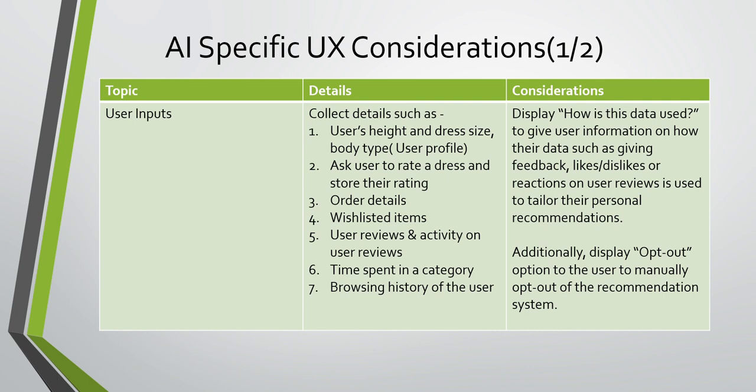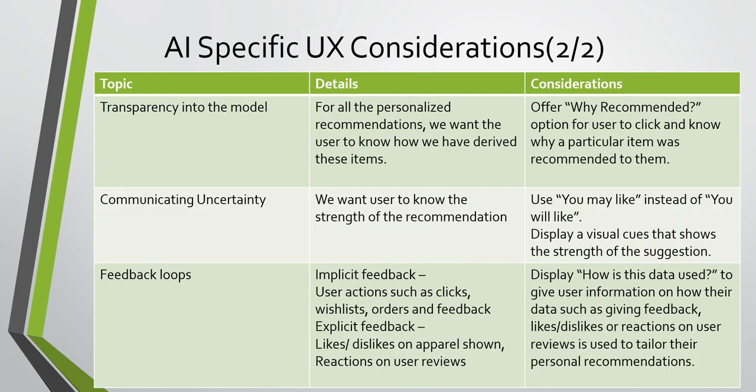Additionally, at the points of data collection, there will always be an opt-out option for the user to manually opt out of the recommendation system. While doing so, we will explain that they are free to opt out, but they will not be able to receive personalized recommendations. Coming to transparency, for all the personalized recommendations, there will be an option which says Why Recommended, and when the user clicks that, they will get to know the parameters or features used to train the model, based on which we think that this particular product is a good recommendation for the user.